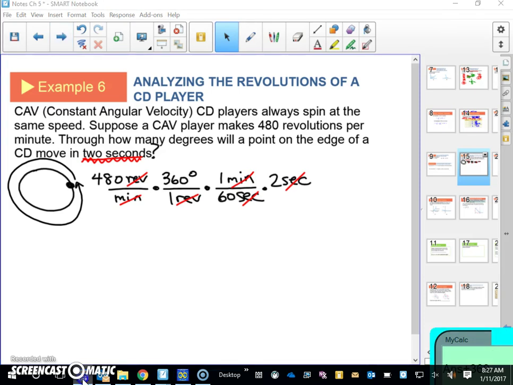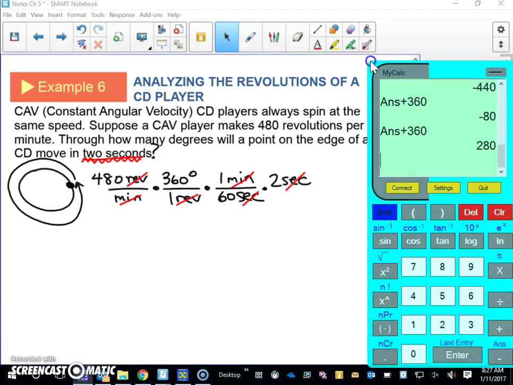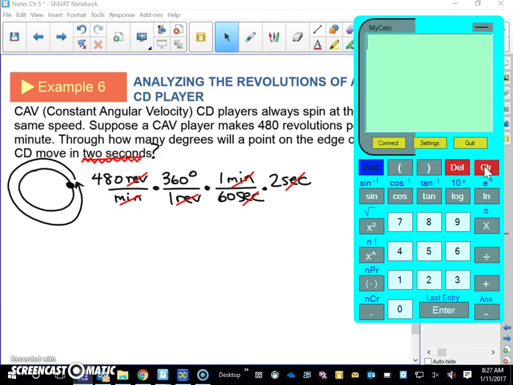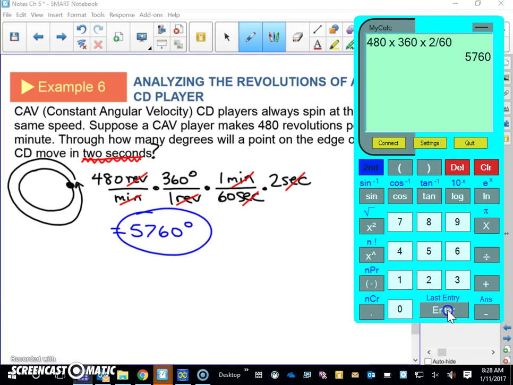So when you calculate this, anything on the top of your fraction gets multiplied, anything on the bottom gets divided. So I'm going to go 480 times 360 times 2 divided by 60. That ought to get me there. That equals 5,760 degrees. That's how many degrees this point on the edge of the CD would rotate through in 2 seconds.